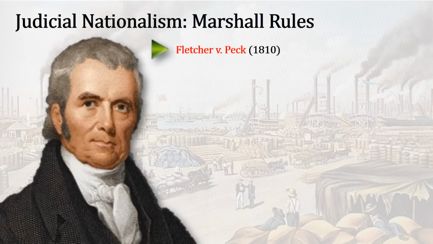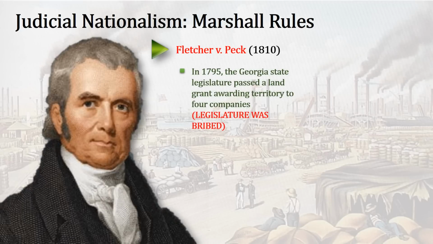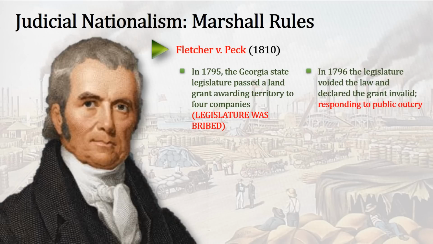The next case we're going to look at is called Fletcher v. Peck, which was decided in 1810. This goes back to a dispute arising in 1795, in which the state of Georgia, through its legislature, passed a land grant awarding territory to 4 private companies, and they were going to develop this land, and they were going to sell it. Now, it was later discovered that just about every member of the Georgia state legislature was bribed in this decision. And so in 1796, the new legislature voided the law and declared the grant invalid.